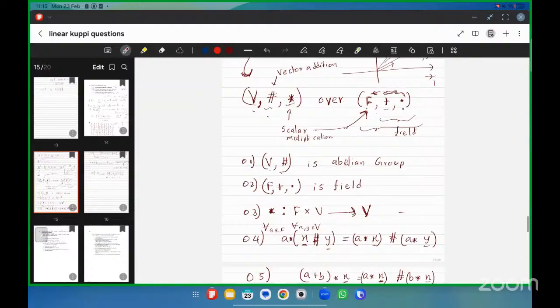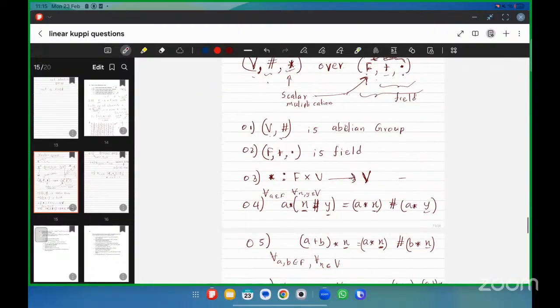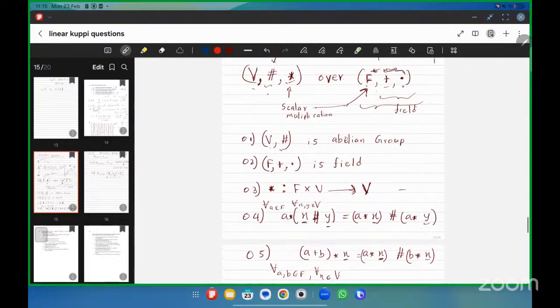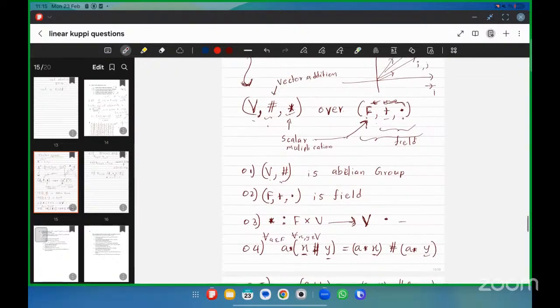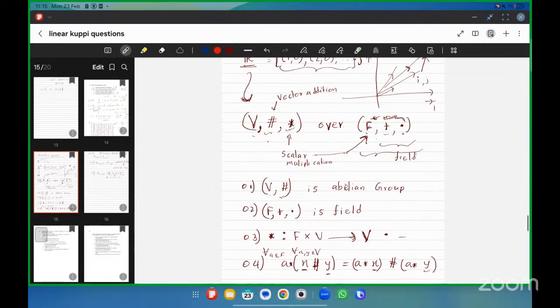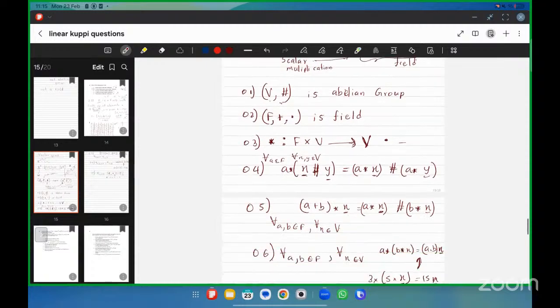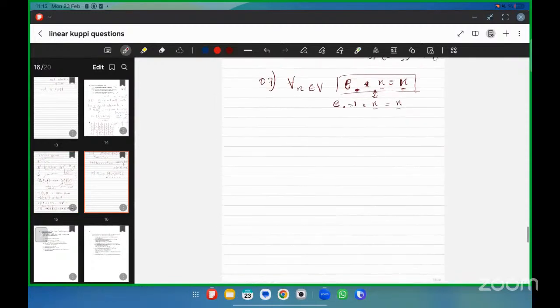So here the most important part is we have to consider the third one, because the output should be in that same vector space. If not, we can say it's not a vector space. So if these 7 conditions are fulfilled, we can say it is a vector space.